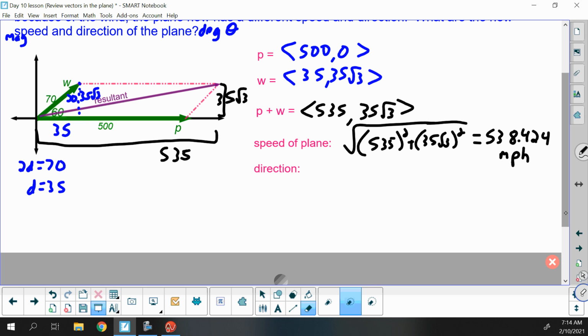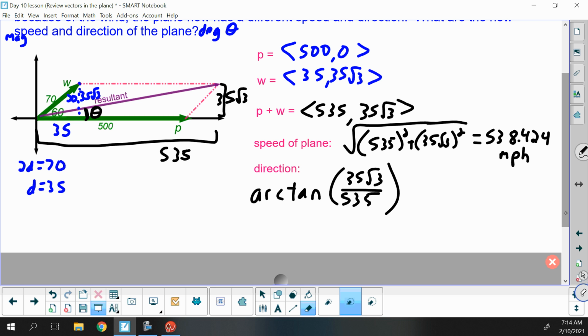Now for the direction of the plane, we're looking for that angle in degrees. Probably the easiest way to do this is just do a quick arctan. We can do arctan of our opposite, the 35 square root of 3, over our adjacent, which was 535. Remember, your calculator is probably in radians. So go ahead, punch that in, get your radian value, and then multiply it by 180 over pi. See if you can find the degree value to 3 decimal places.